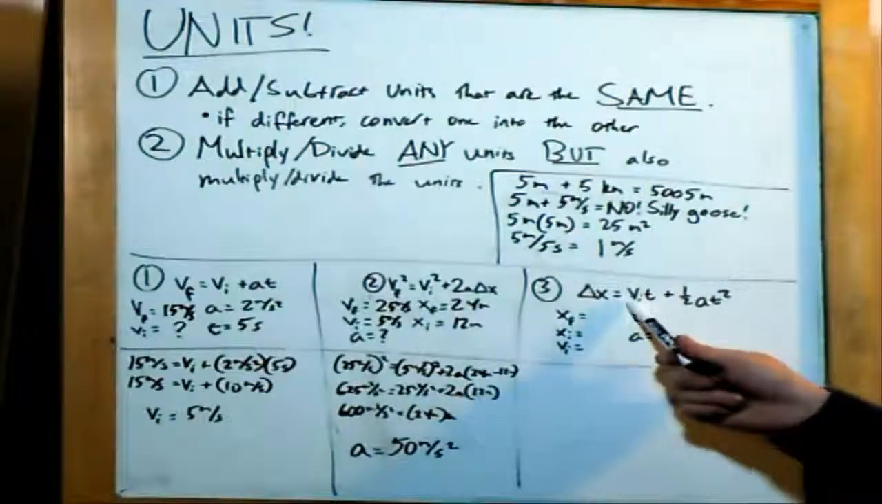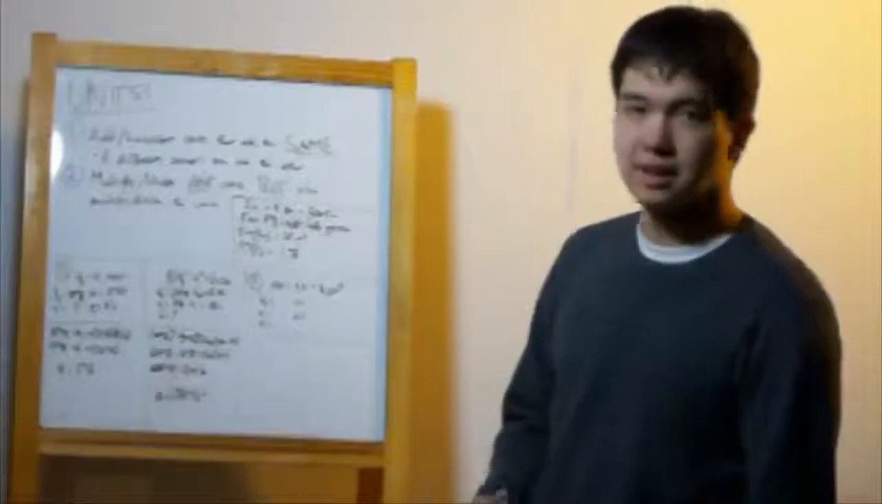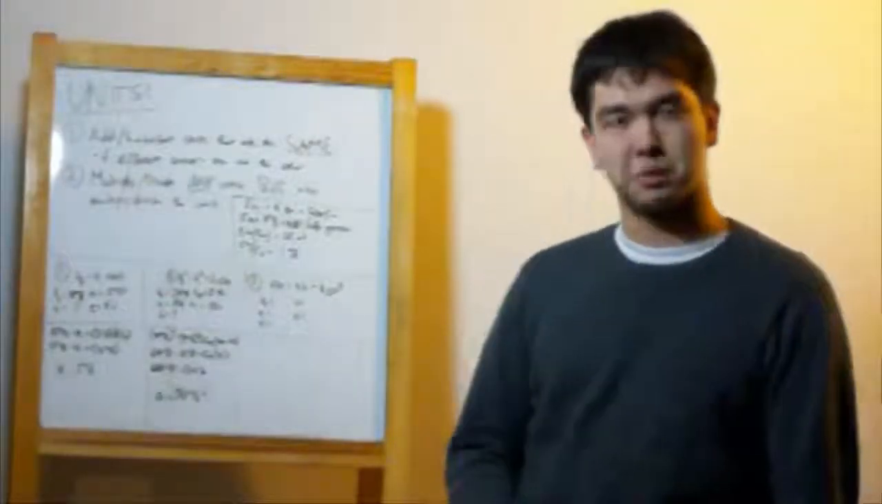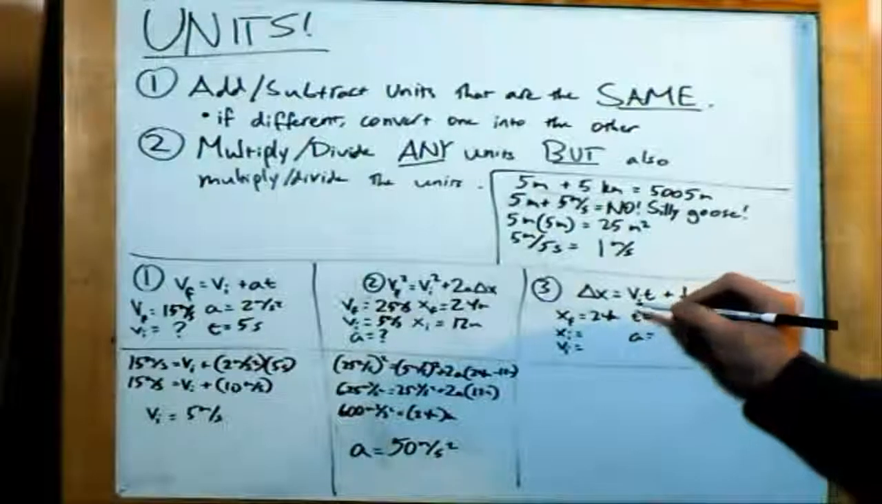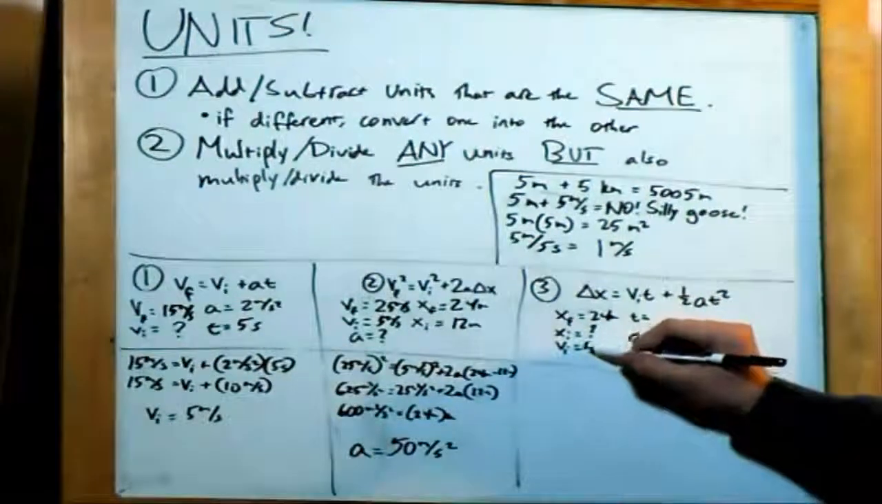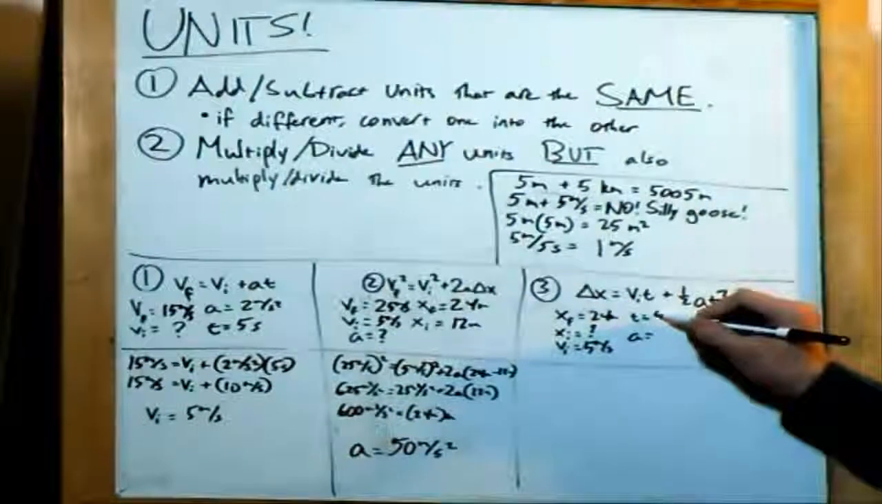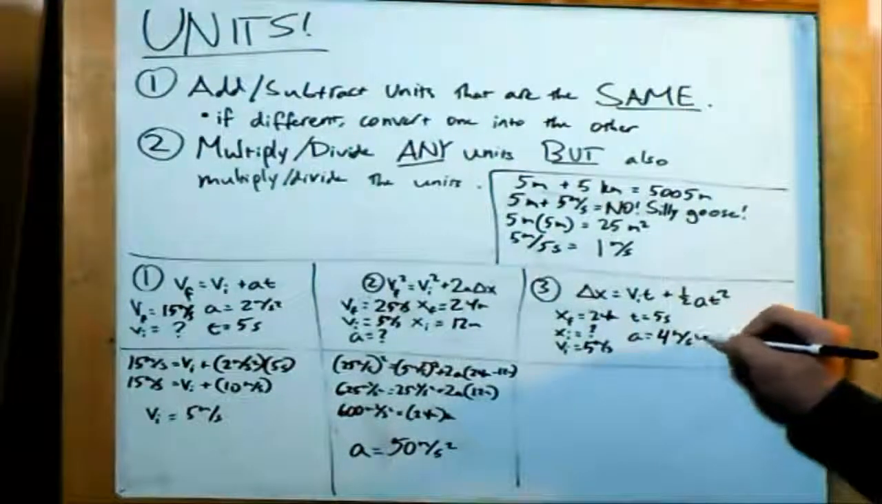Okay, so last equation: displacement equals our initial velocity times time plus 1/2 times acceleration times time squared. So let's actually do a word problem for this one, and let's say we have a runner, and he finishes 24 meters past the finish line. So 24 meters. We don't know where he started, but we want to. And he has an initial velocity of 5 meters per second. Took 5 seconds to finish the race and accelerated at a rate of 4 meters per second squared.